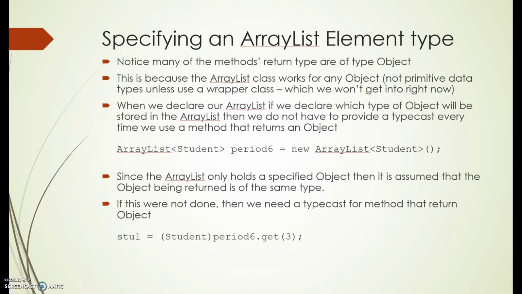Now, the reason why we need to specify an array list element type is so that way we don't have to do typecasting throughout our entire use of the array list. As I mentioned before, the ArrayList class works for any object, but not primitive data. And when we declare our array list, if we don't first specify what type of object that we are working with, then we would have to typecast this object, the specific object type, before every method call, which is very tedious. So rather than having to do that all throughout our code, we just specify it in our constructor call.